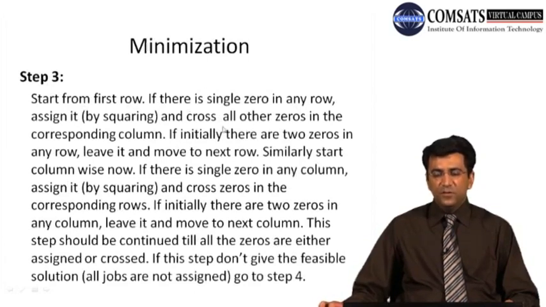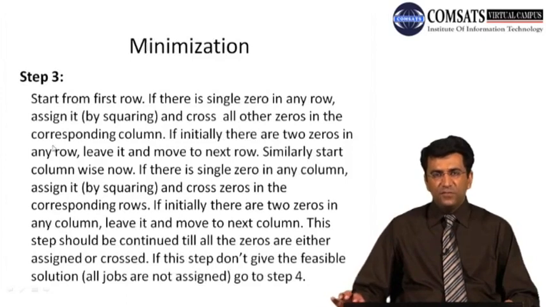In step 3, start from the first row. If there is a single zero in any row, assign it by scaling it and cross out all other zeros in the corresponding column. So in this step, we start from the first row. If there is a single zero in a particular row, we will have to assign it. Assign means we will scale this particular value, and then cross out all the other zeros in the respective column. If initially there is more than one zero in a particular row, we can just leave it and move to the next row.